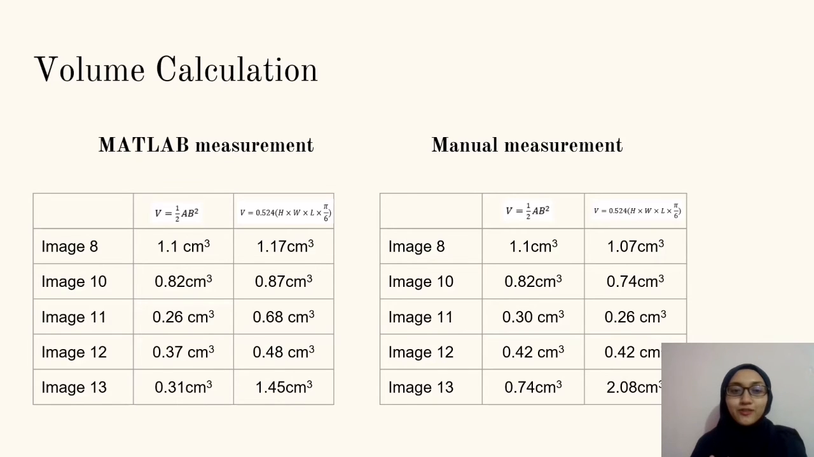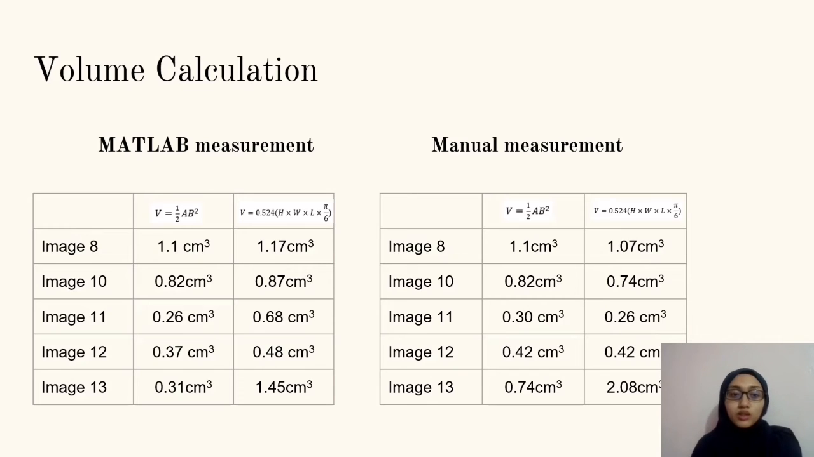Okay, so now we look at the volume calculation for MATLAB measurement and manual measurement. Roughly we can see that there's not much difference between the MATLAB measurement and manual measurement. We also have two types of formula: the first one uses the longest and shortest diameter, and the second one uses the height, width, and length. We can say that there's not much difference between both formulas. So the MATLAB measurement, manual measurement, and both formulas can be used and are acceptable.